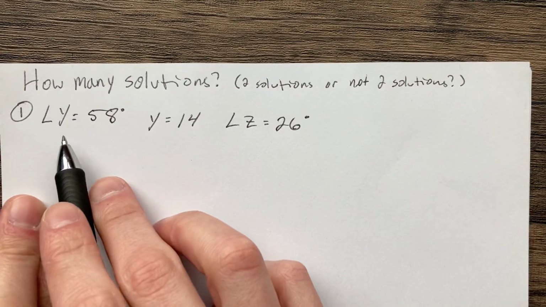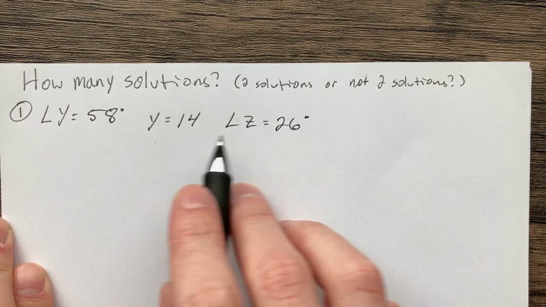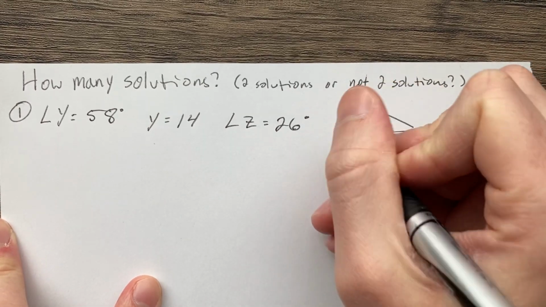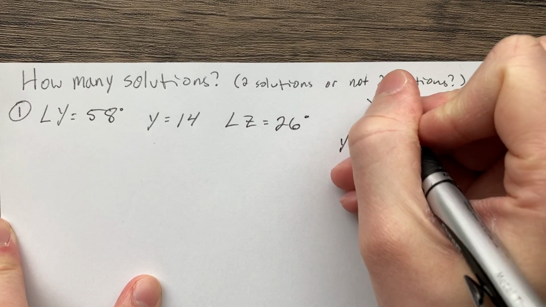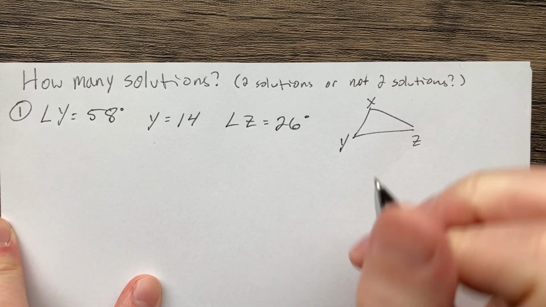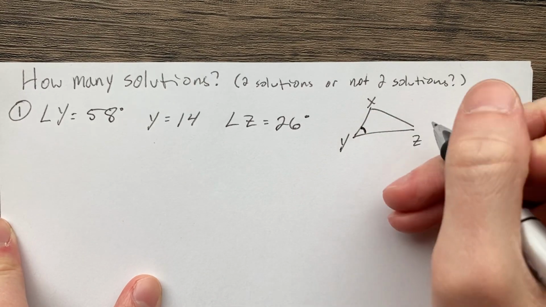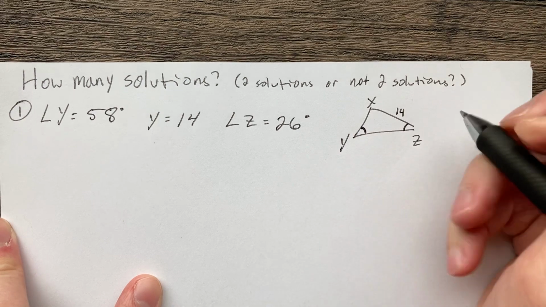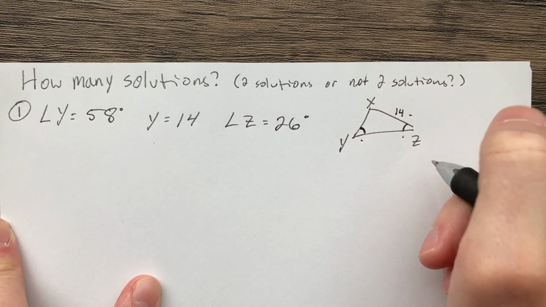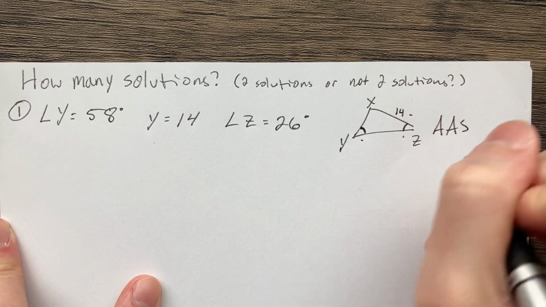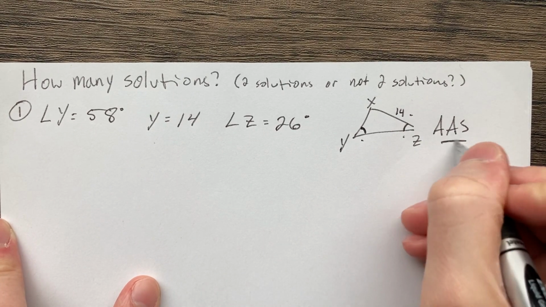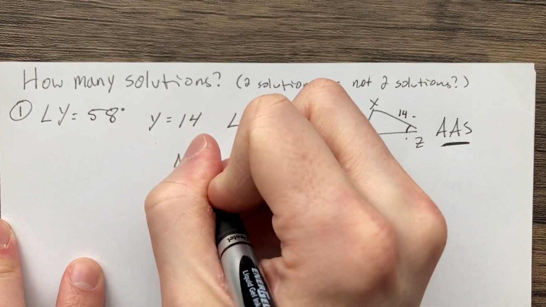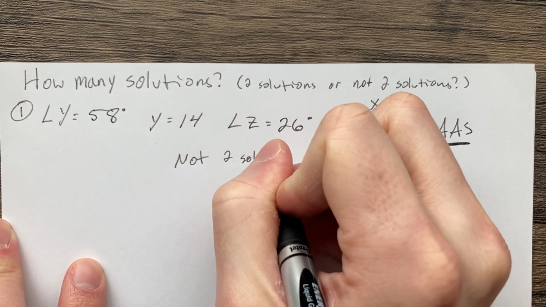So our first example, we are given angle Y, side Y, and angle Z. Now if I sketch that out, let's call our third angle X. I know angle Y right here, I know angle Z, and I also know side Y out here. It's 14. So that's two angles and a side: angle, angle, side. If you're given angle, angle, side, you're never going to have two solutions. So, not two solutions.